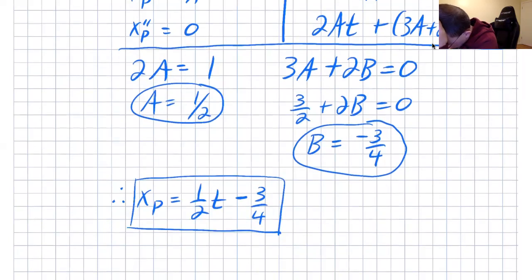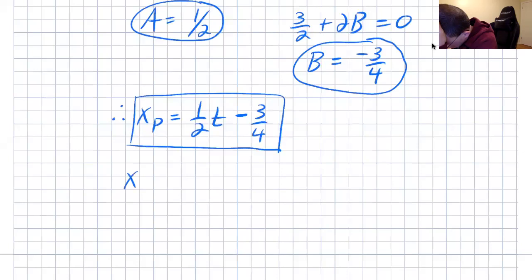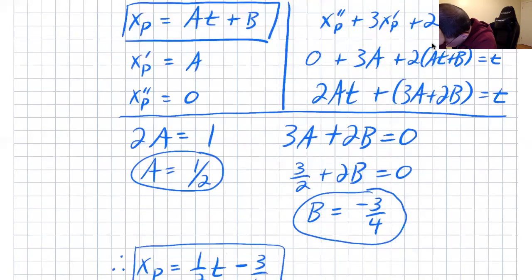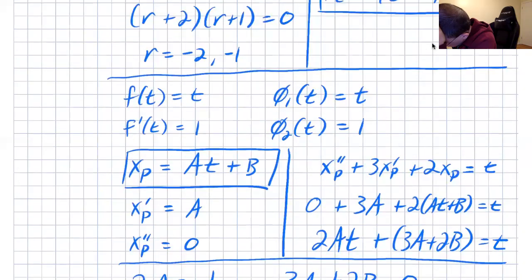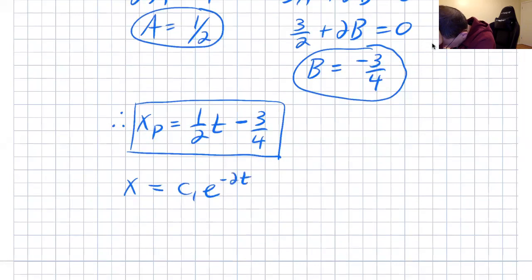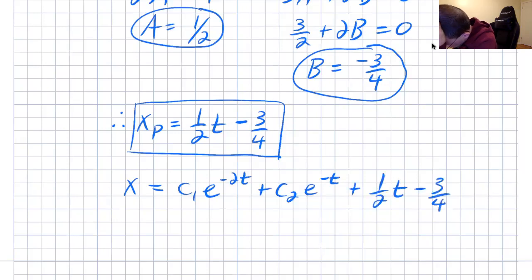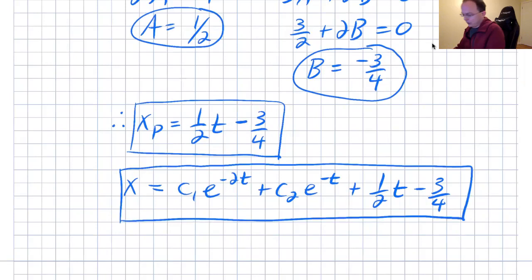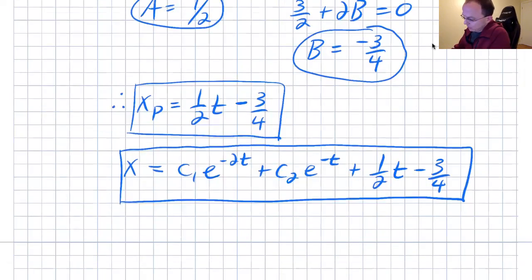So now let's write down our general solution. C1, I already forget, e to the -2t, okay, -2, -1. -2t plus C2 e to the -t, and then our particular solution. Okay, now we use our initial conditions to find the C1 and the C2.